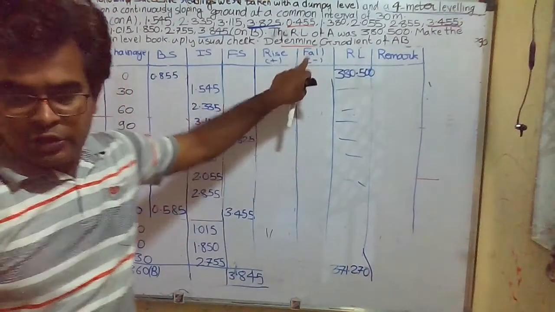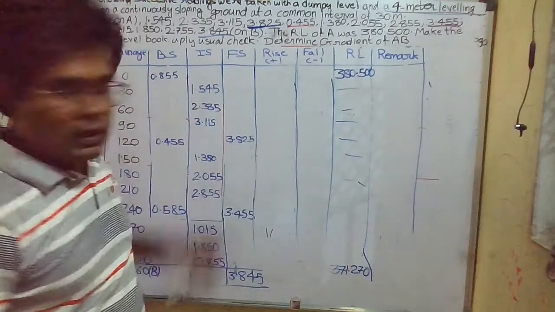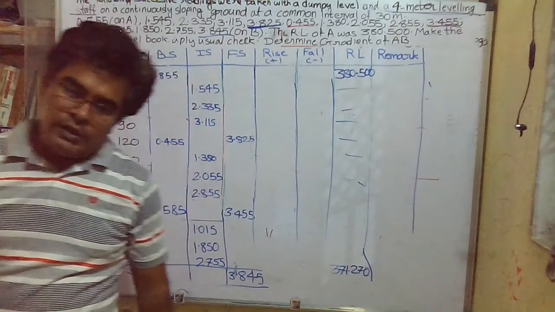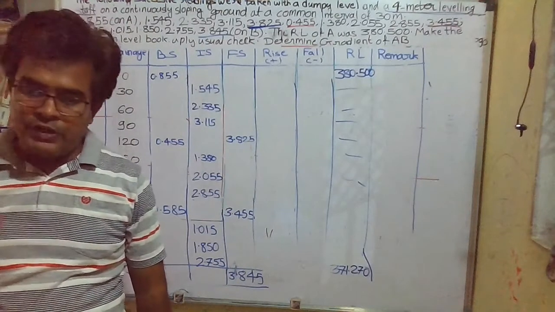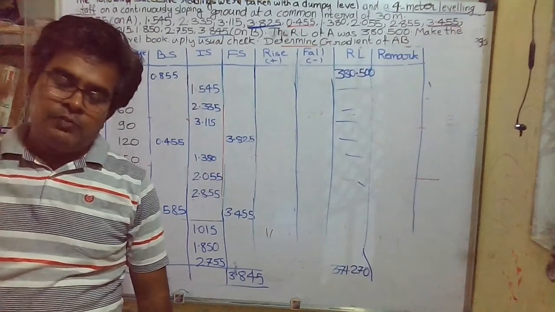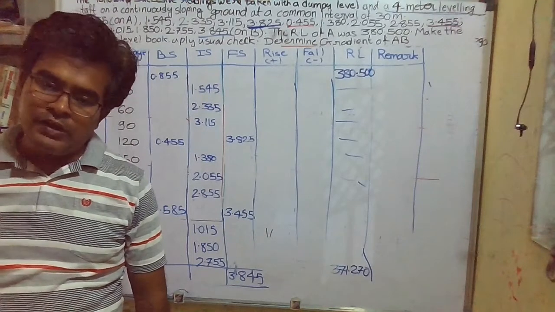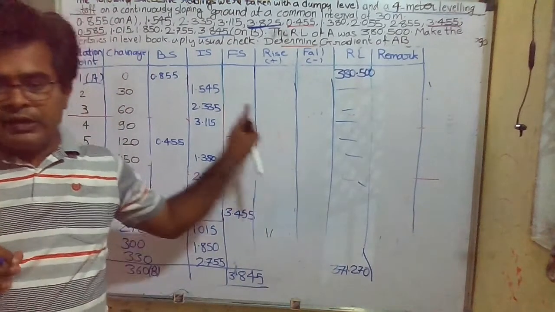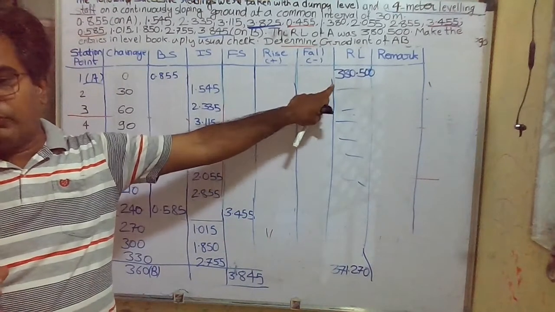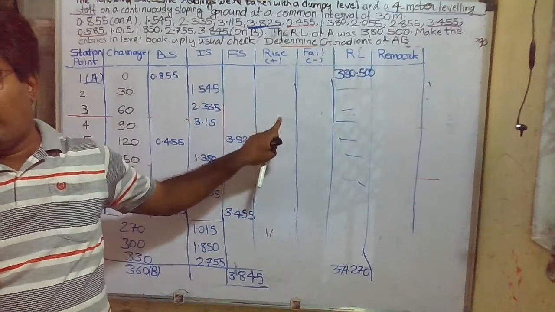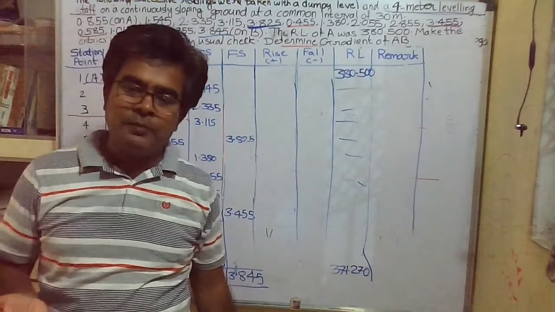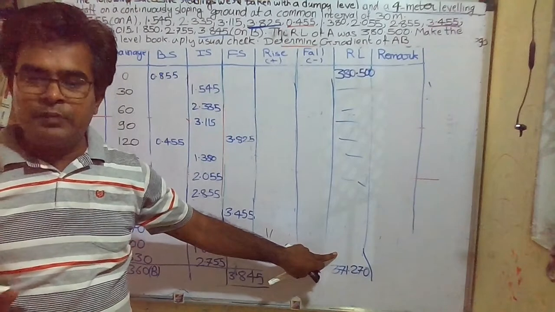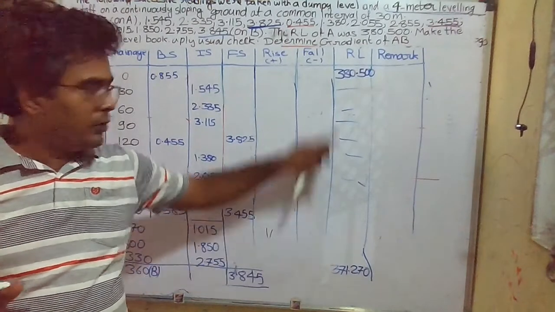Now you know how to determine the RL. The difference I have told you here is how to determine the change point. We determine the change point where the staff reading changes. Here the staff reading should increase at every point, and where it reduces, that is the change point. After that we can write the reading, and then we know the RL of the first point, so we can calculate rise and fall, or you can use the height of instrument method to find the RL of all the points. We have done that in the previous problem, it is the same, so I don't repeat it here.